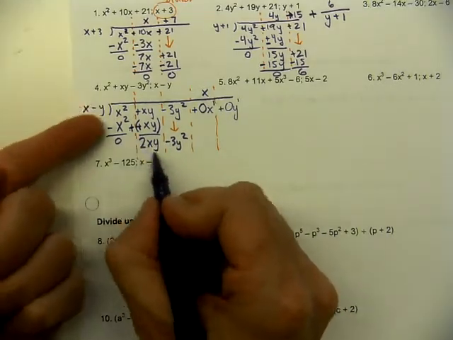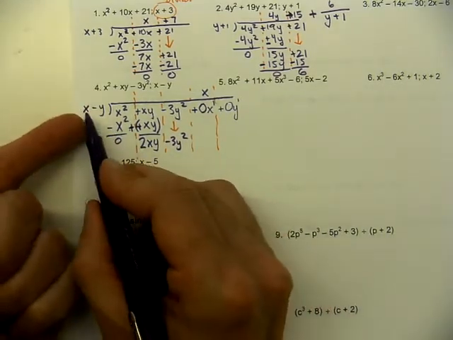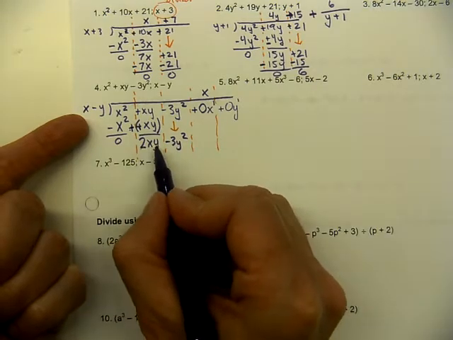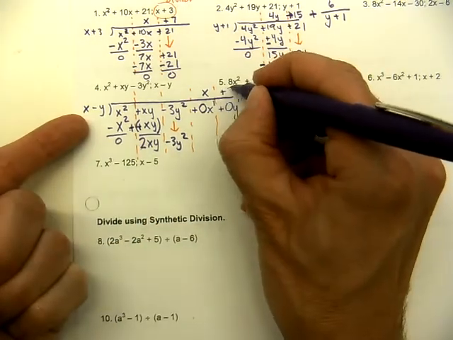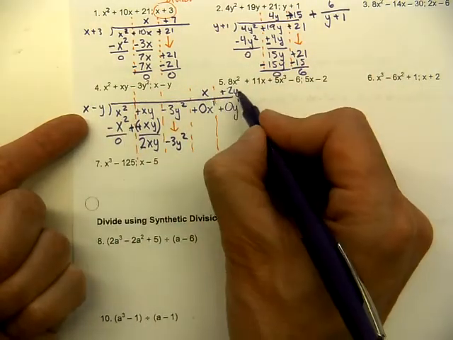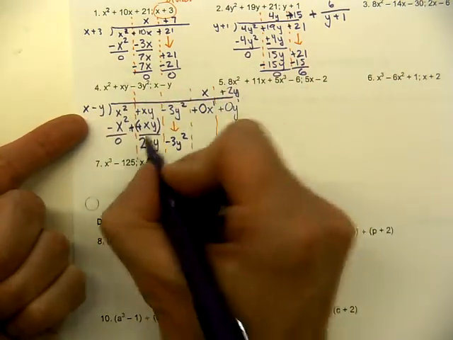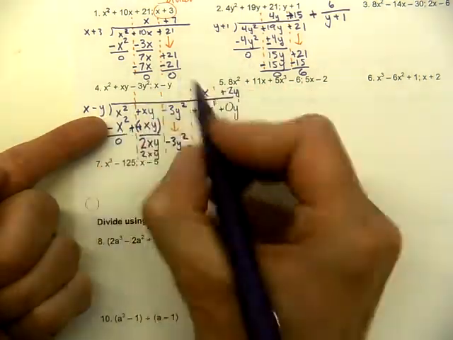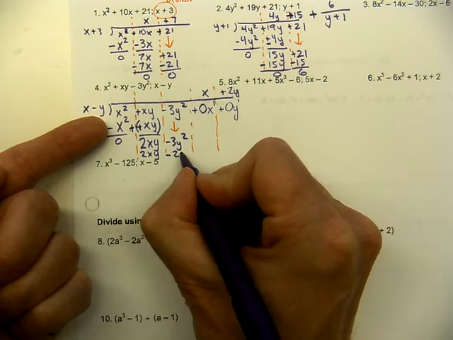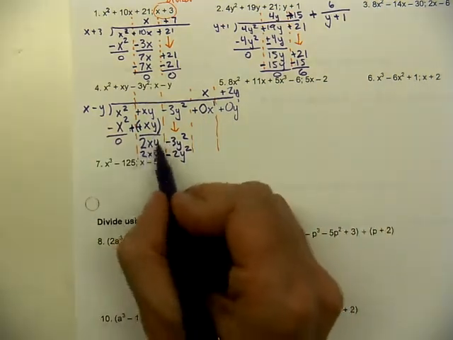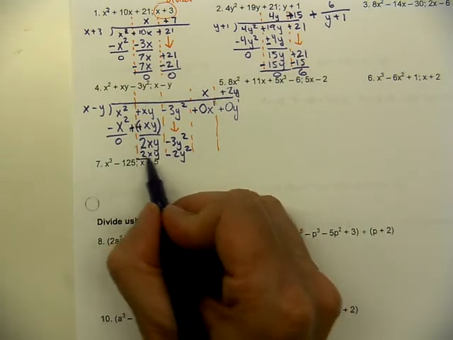And look at the first term of each section. Something times x must multiply to a positive 2xy. We need a 2, we need a y, so a positive 2y. That'll go here in this column. Let's distribute that to the divisor. So 2y times x is a positive 2xy. And then 2y times a negative y is a negative 2y squared. So when we subtract these, they will cancel out.